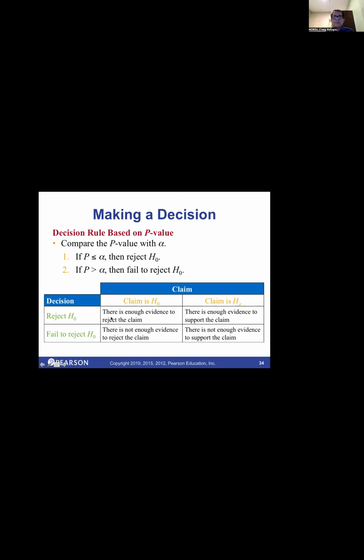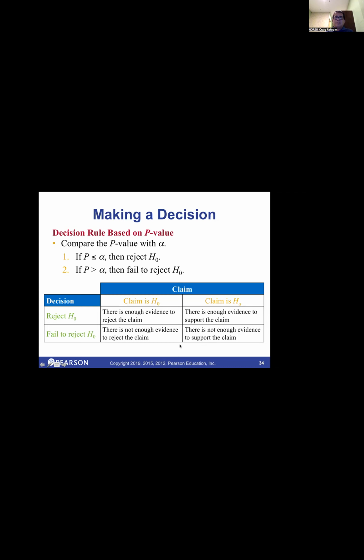Reject H0, common: there is enough evidence to. H0 is the claim, so reject. HA is the claim, support the claim. Then in terms of failing to reject H0, common: there is not enough evidence. But if H0 is the claim, to reject the claim. If HA is the claim, to support the claim. So these are actually the templates to be followed and must be followed at all times.